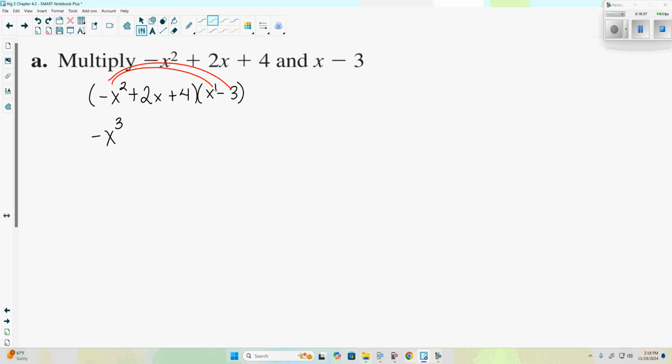Then we'll do negative x squared times negative 3. Well, a negative times a negative is positive, so it's x squared times 3 as well, 3x squared. Because we're really multiplying the 3 with the number in front of our x squared, so negative 3 times our negative 1 gives us plus 3, and we still have x squared. Now we're going to do it again, but with 2x. So I'll do 2x times x, which is going to be plus 2x squared. And lastly, 2x times negative 3. 2 times negative 3 is negative 6x.